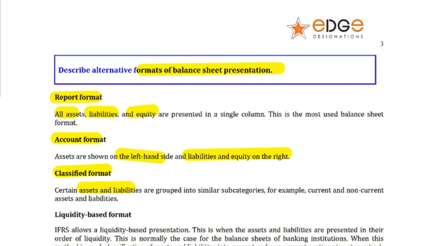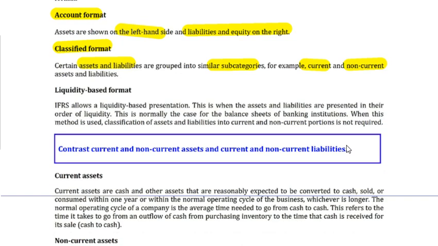Assets and liabilities are grouped into similar subcategories, current, non-current, things like that. And then we've also got an interesting one called the liquidity-based format. The liquidity-based format is, first of all, an IFRS-based system, and it allows liquidity-based presentation. In other words, assets and liabilities get presented in order of how liquid they are.